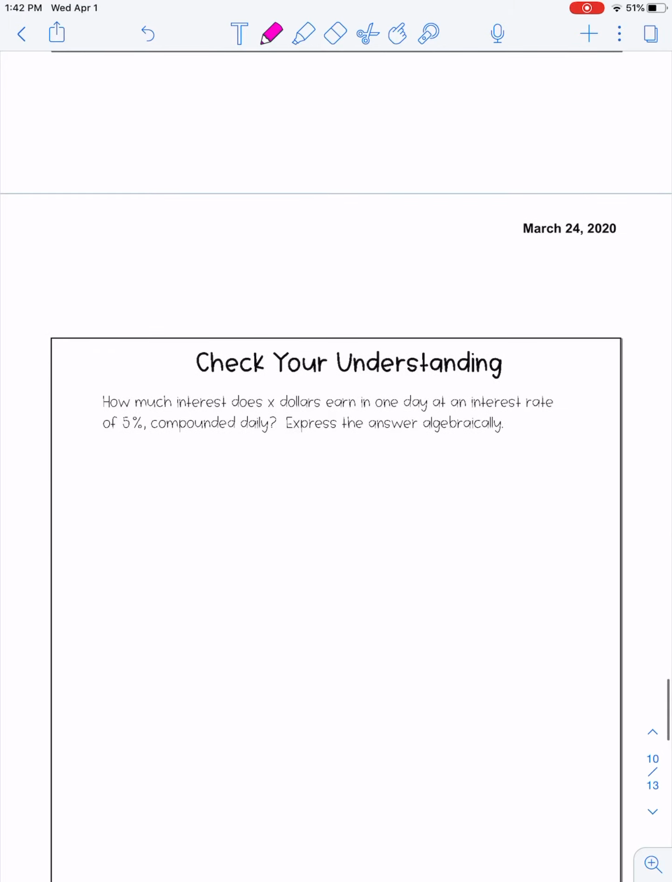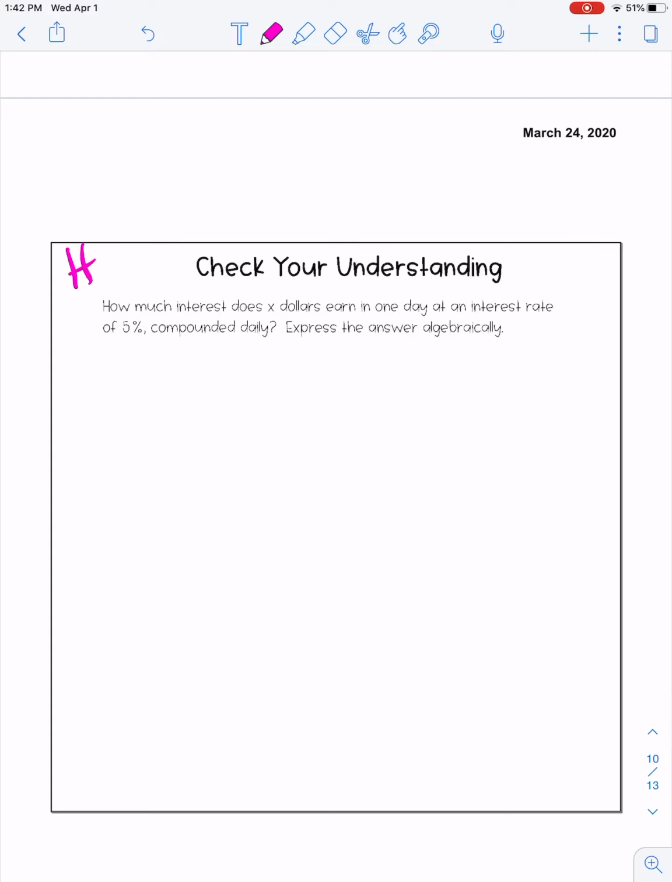So your second homework problem is here. Again, you can pause at any time to review the work.